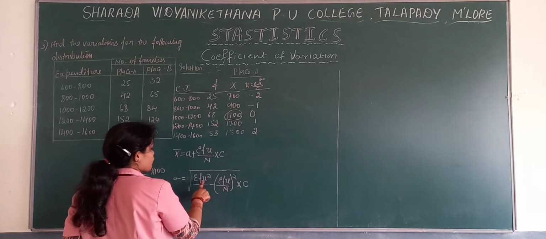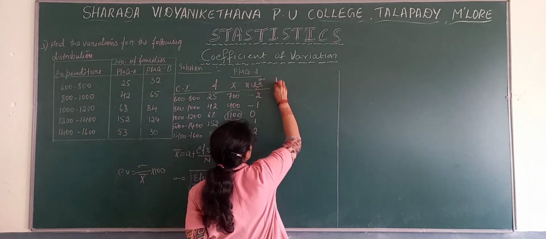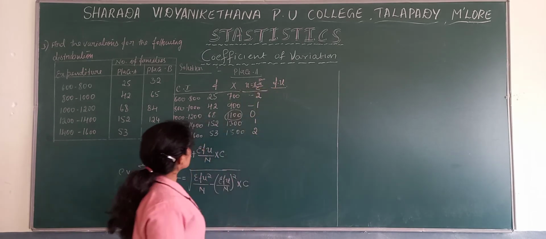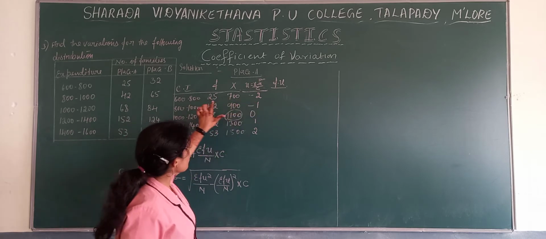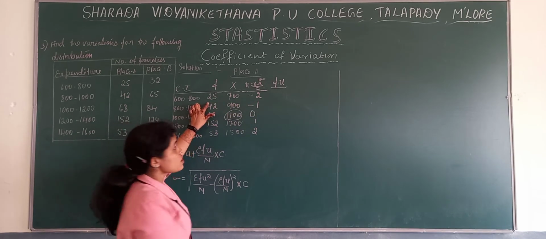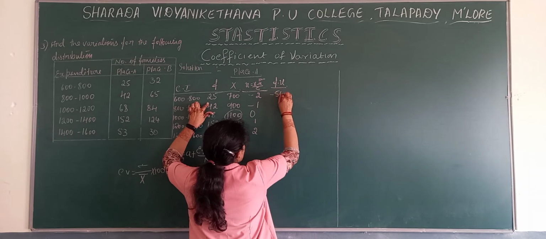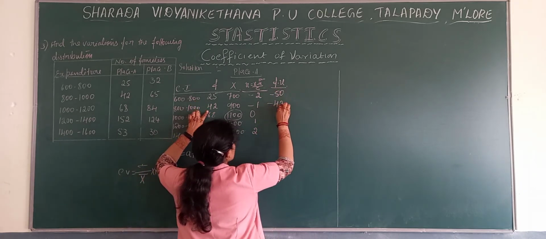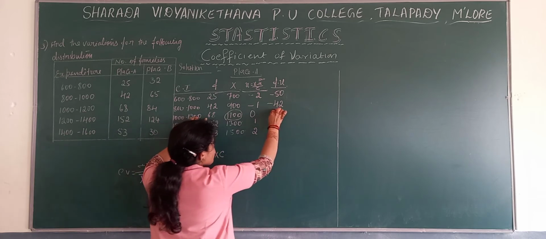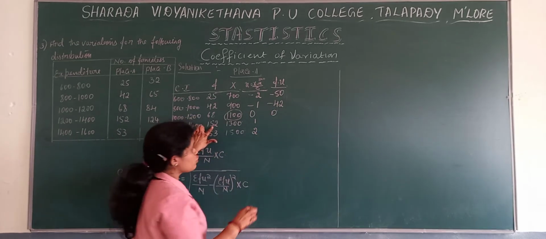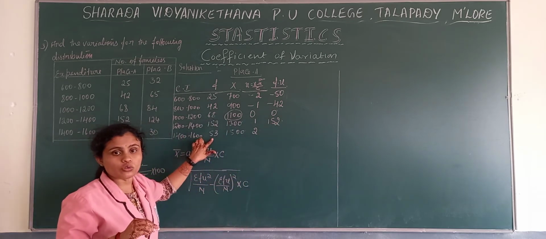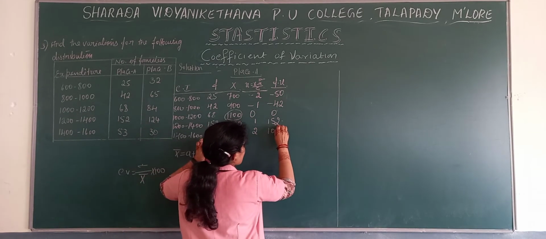Next which column we require? F into U. So there F into U is 25 into minus 2, so there minus 50. 42 into minus 1, minus 42. 68 into 0, 0. 152 into 1, 152. 53 into 2, then we get 106.